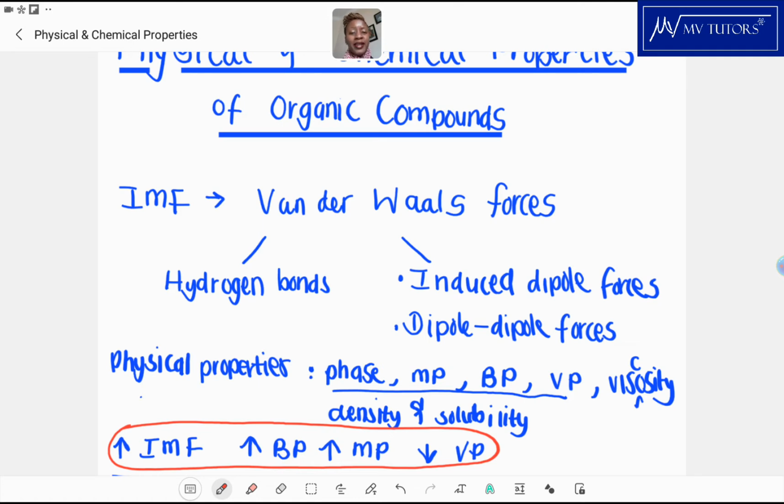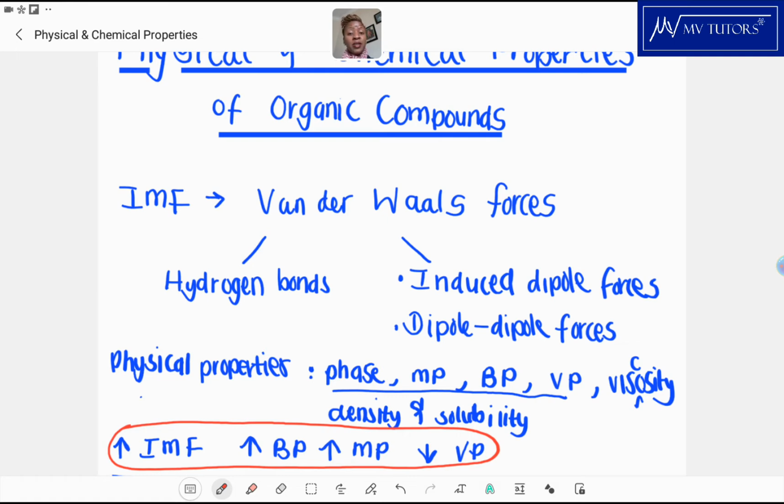The stronger your intermolecular force, the more difficult it is to break the bonds apart. So you're going to need a high melting point and a high boiling point. Your vapor pressure, not so much. Vapor is a result of your substance or your liquid heating up and forming gas. If it takes that much for it to boil in the first place, your vapor pressure is going to be low. So your vapor pressure is indirectly proportional to your intermolecular force.